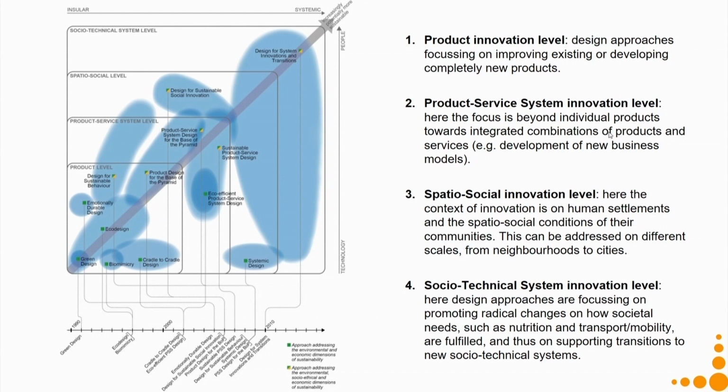Spatio-social innovation level: here the context of innovation is on human settlements and the spatio-social conditions of their communities. This can be addressed on different scales from neighborhoods to cities. The 4th level is the socio-technical innovation level. Here design approaches focus on promoting radical changes in how societal needs such as nutrition and transport or mobility are fulfilled, and thus on supporting transitions to new socio-technical systems.